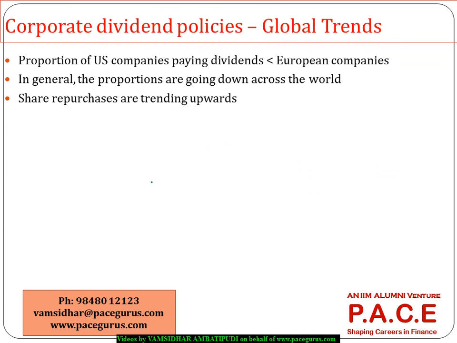And in general, there are a few trends observed as far as dividends are concerned. In general, US companies give much lower dividends compared to European countries. At the same time, over the last few years or decades, there is a decreasing trend in dividends and an increasing trend in share repurchases. These are some of the observations made across the world, specifically in comparison of the US and the European countries.